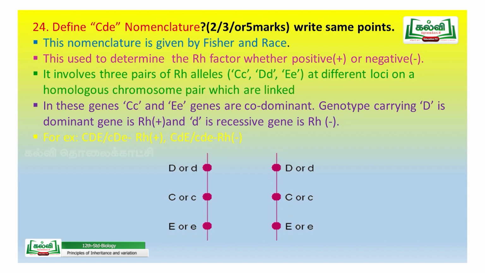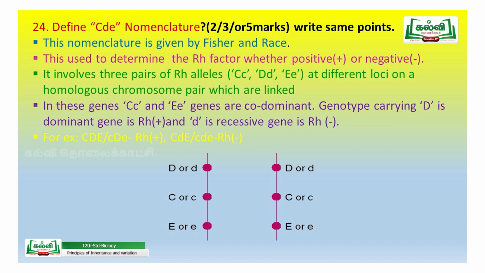CDE nomenclature was first given by Fisher and Race, and it is used to determine the RH factor, whether the person is RH positive or RH negative. It involves 3 pairs of RH alleles, that is capital C, capital D, small d, and capital E and small e, at different loci on a homologous chromosome pair, and these 3 genes are linked. That is the main important point you have to write.